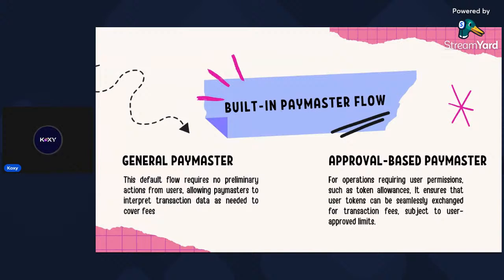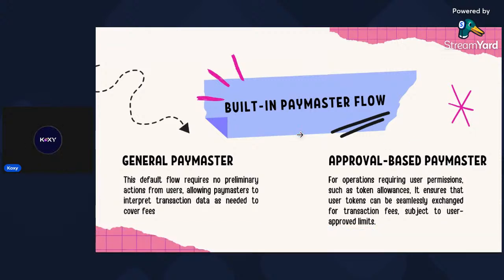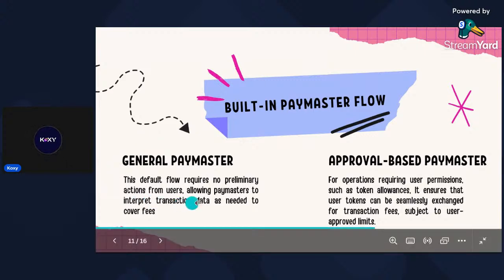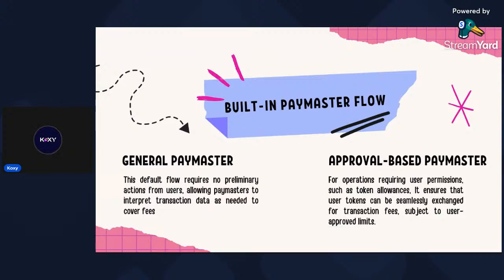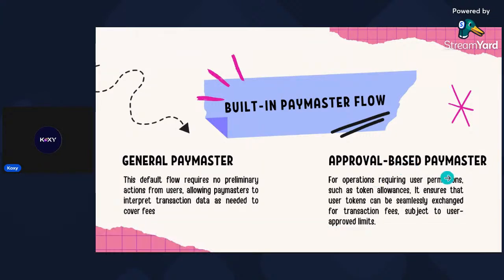Paymaster has two inbuilt paymaster flows: the general paymaster and the approval-based paymaster. I'm going to show you more about the coding aspect when we start coding. For the general paymaster, this default flow requires no preliminary actions from users, allowing paymasters to interpret transaction data as needed to cover the gas fee. But for the approval-based paymaster, this operation requires user permission.